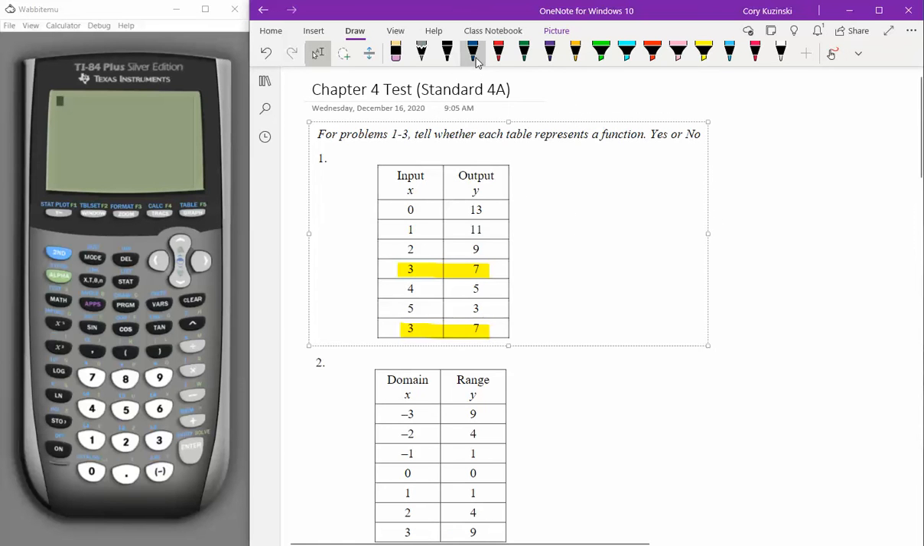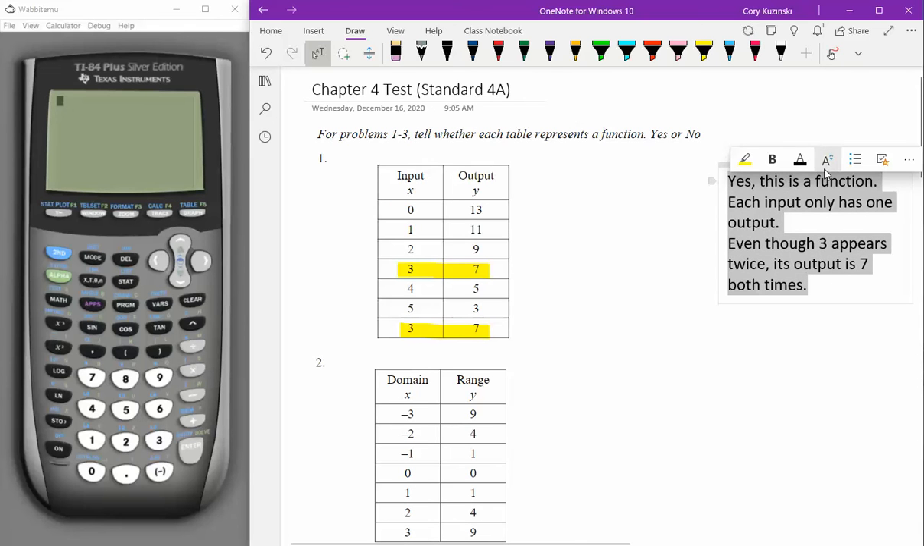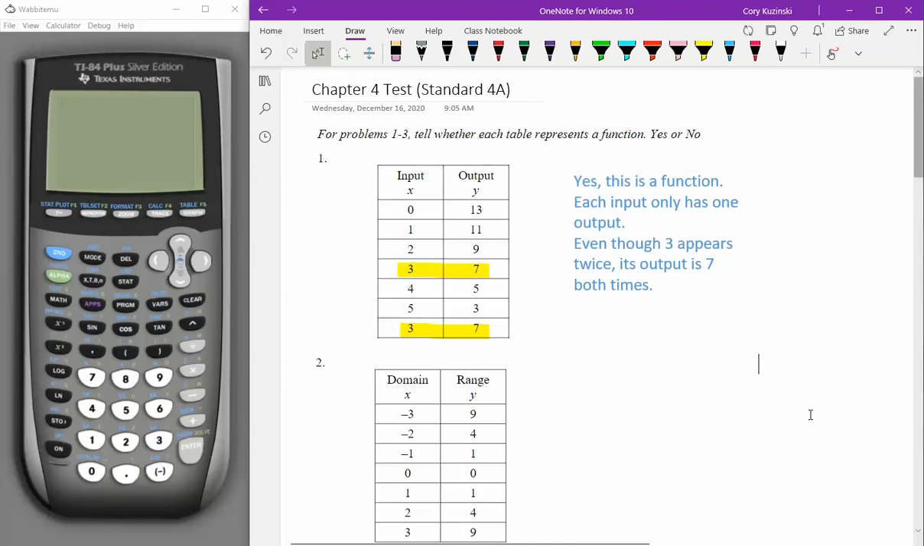All right, so we'll say, yes, this is a function. Each input only has one output. Even though 3 appears twice, its output is 7 both times. Okay, next up.